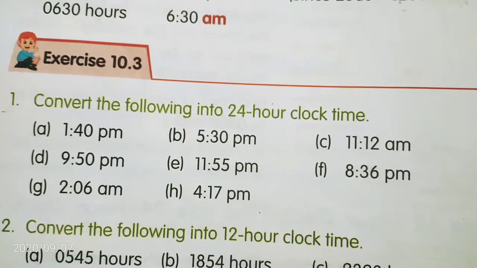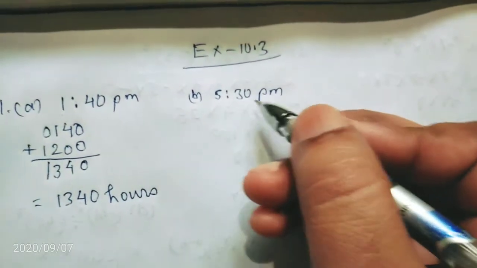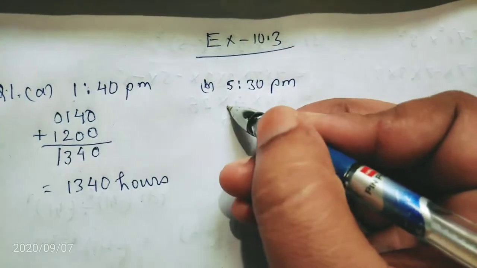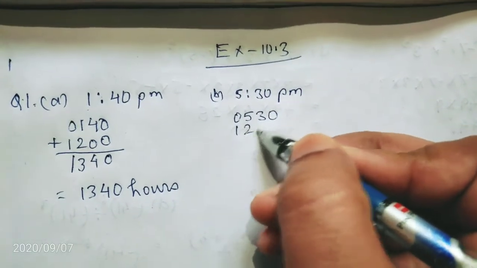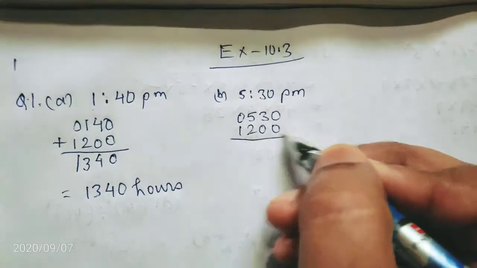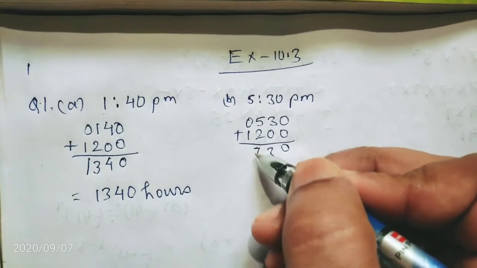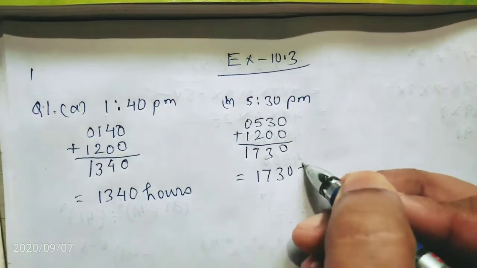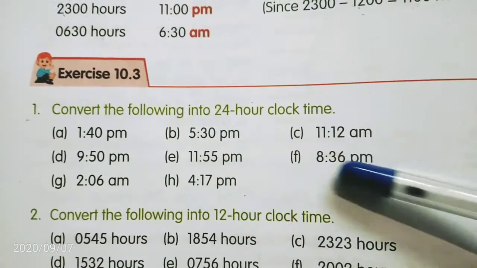Now let's see question number B. Again it is PM, that means you will add 1200 hours. First of all, you write 0530. Now add 1200. So 0, 3, 5 plus 2, 7, and 1. That means the answer is 1730 hours. Okay. Now question number C.